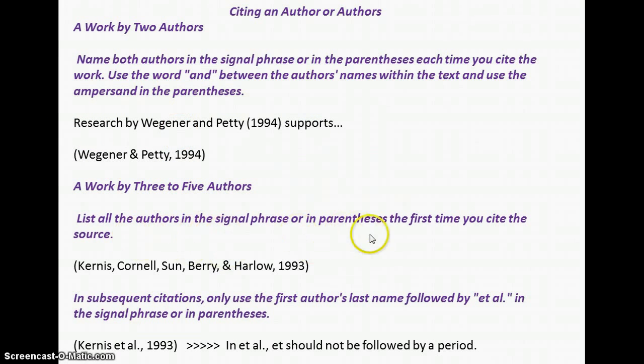List all the authors in a signal phrase or parentheses the first time you cite the source. And here would be all the authors the first time. The next time, you would just put the first name, Kernest et al. If you notice, after the et, there is no period. There is only a period after the al, and there's a comma, space, and then the year.